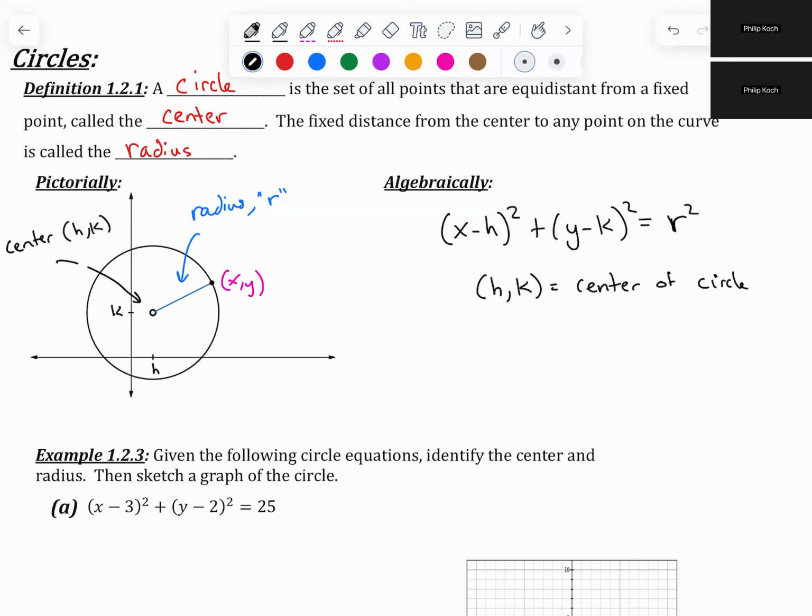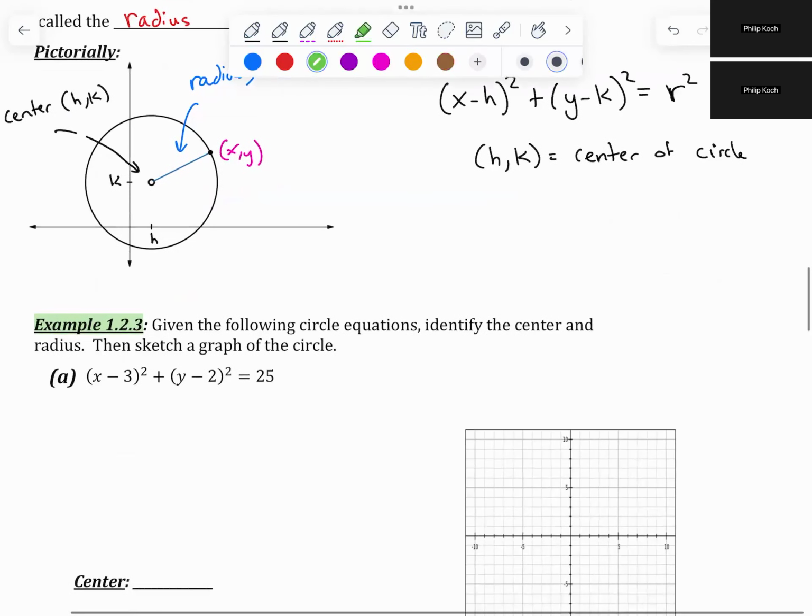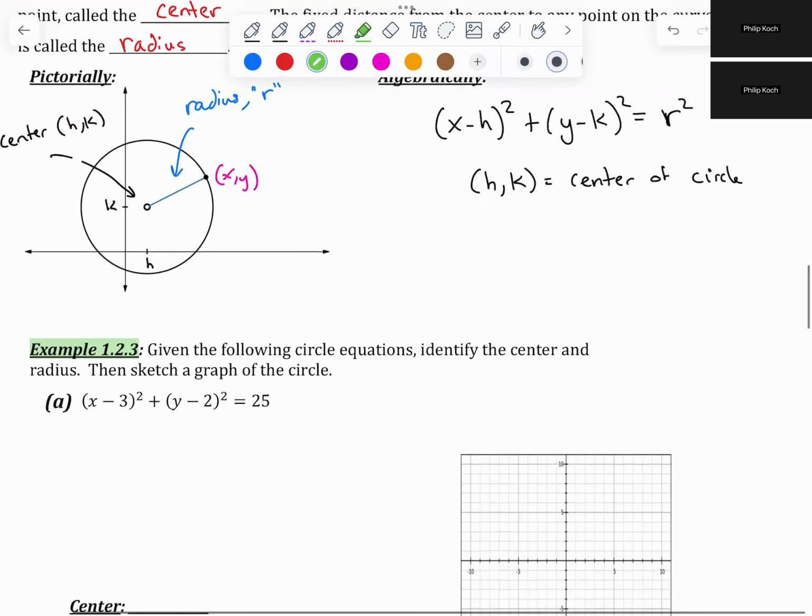Given the following circles, identify the center, the radius, and then sketch a graph of the circle. So for this first one, graph the following equation of the circle. x minus 3 quantity squared plus y minus 2 quantity squared is equal to 25.